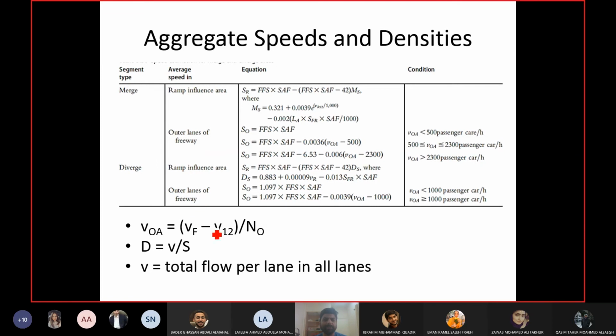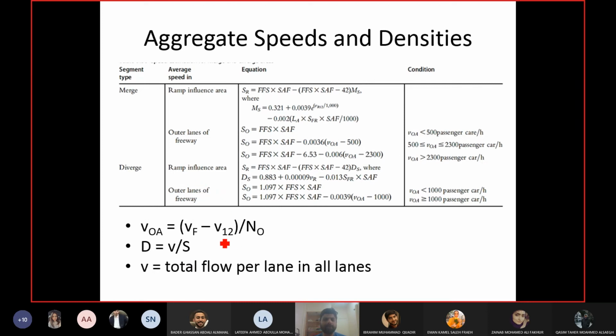So in each case you will calculate the speed and you will calculate the flow rate. You already know V12, which is for the ramp influence area, and then you will find out SR from here. And the density will be V upon S. And for the outer lane, again you will find out the speed from here, and the flow rate will be VOA, and then you will do V upon S.